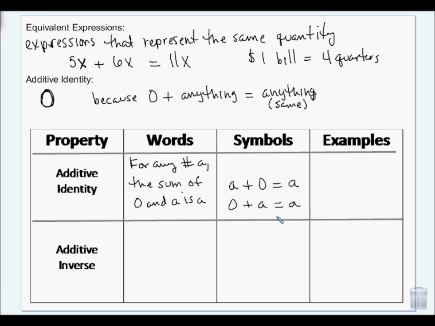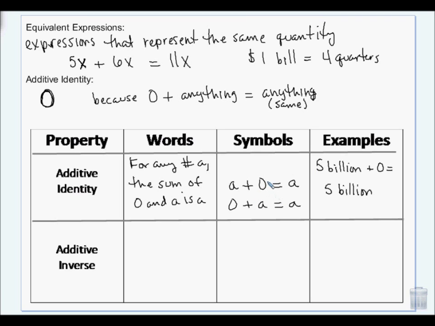It doesn't matter what order you add it in, right? It's not going to change anything. So if I take 5 billion and I add it to 0, I get 5 billion back. That's why it's called the additive identity. It doesn't change the identity of the number you added it to.